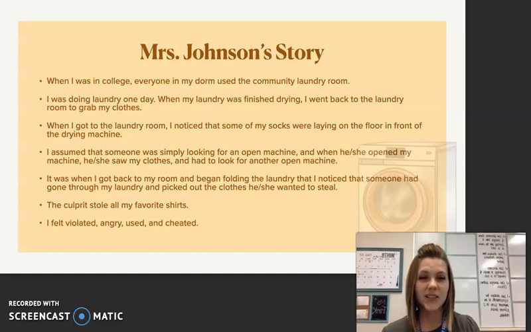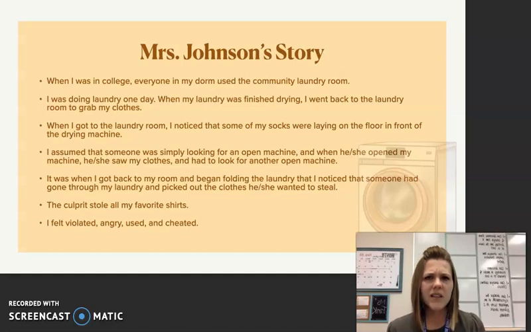It was at that point that I noticed that someone had literally gone into the dryer and rummaged through the clothes to determine which clothes they wanted to steal. I'm not really sure who it was. I never knew or found out who stole my clothes, but whoever it was stole all of my favorite shirts. I think they ended up taking 3 or 4 different shirts of mine. In the end, I really felt violated. I felt angry, used, and cheated.